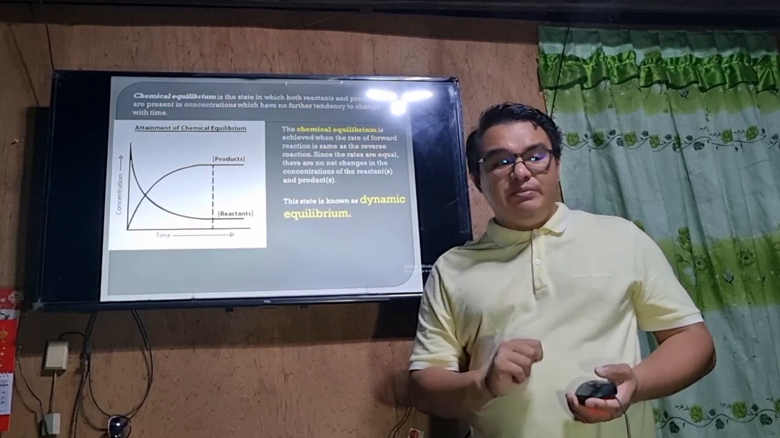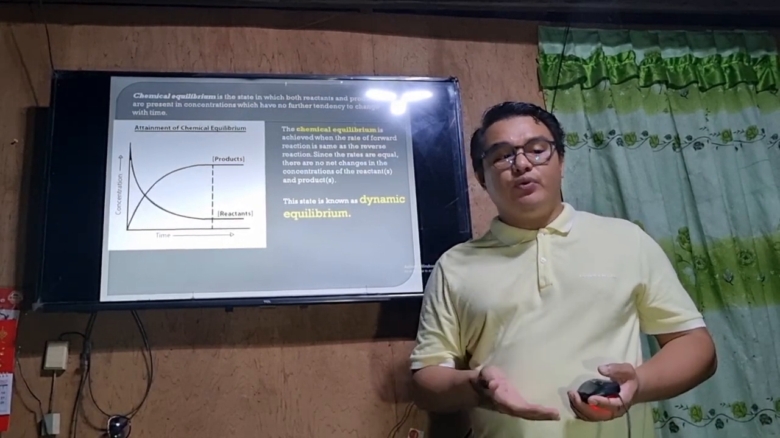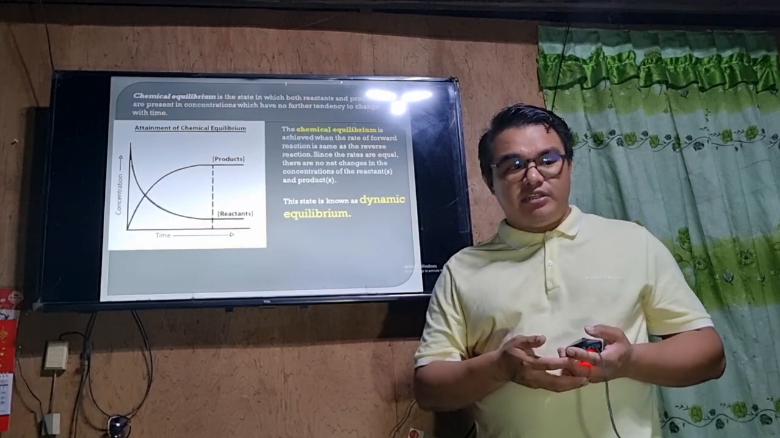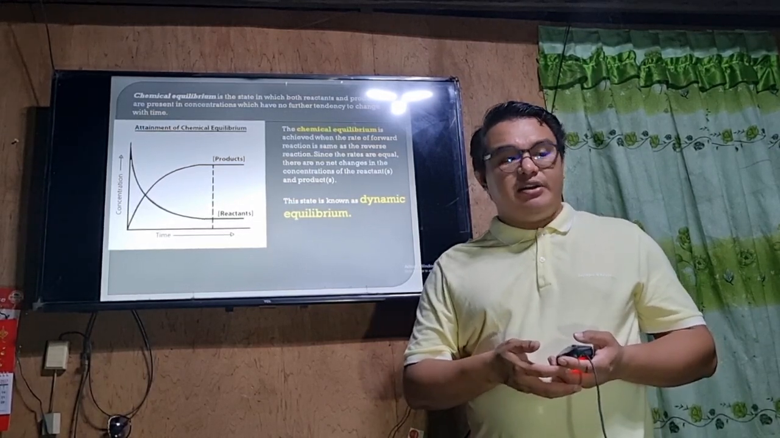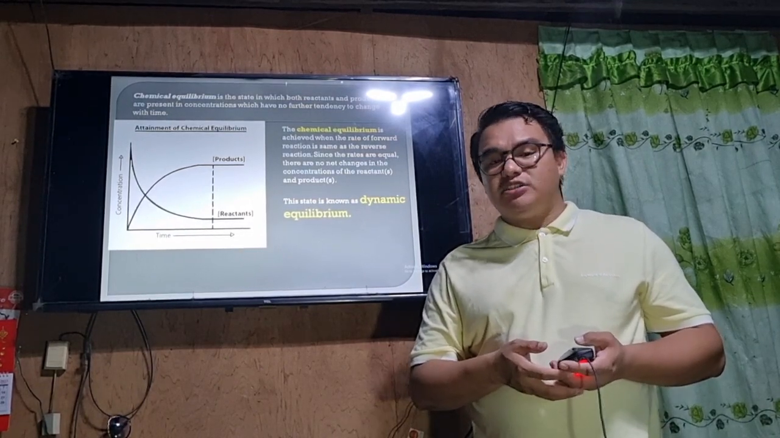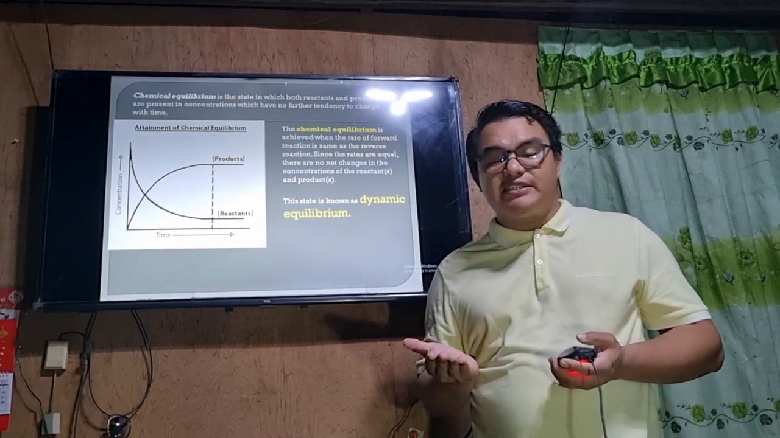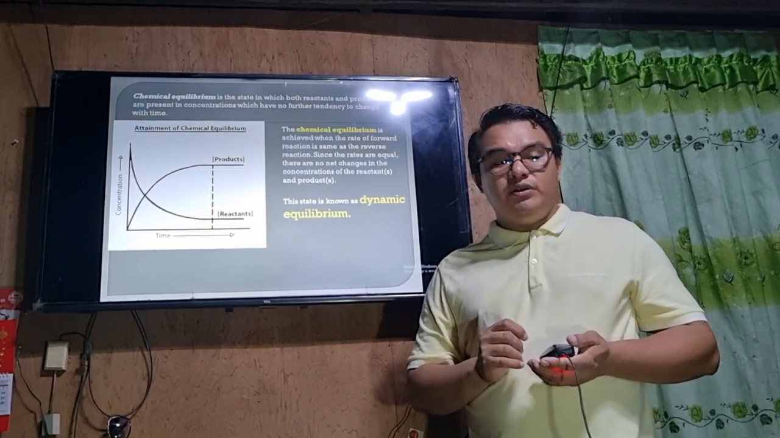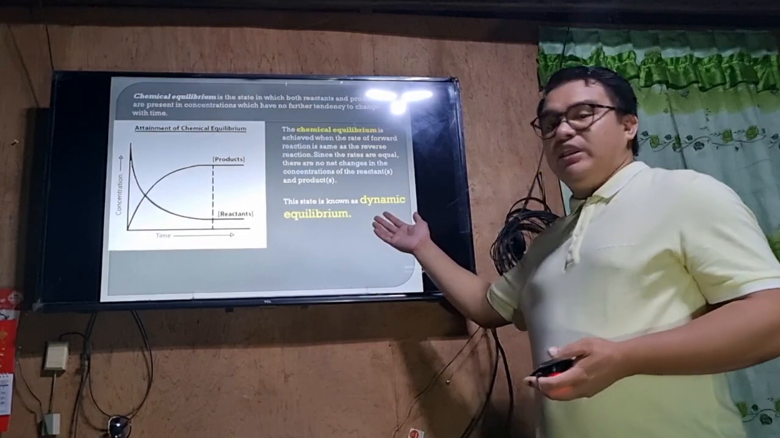The chemical equilibrium is achieved when the rate of forward reaction is the same as the reverse reaction. Since the rates are equal, there are no net changes in the concentrations of the reactants and of the products. This state is known as the dynamic equilibrium.